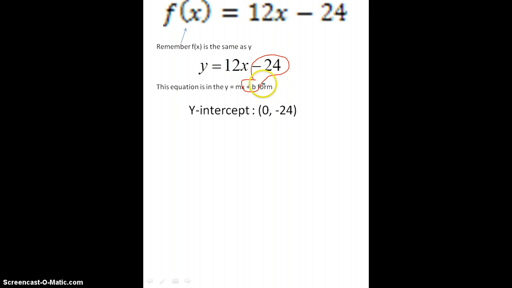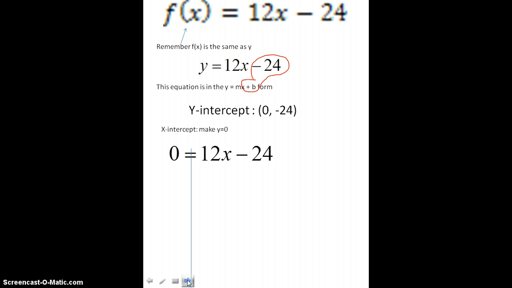So if it's in slope-intercept form, there's no making x 0 to solve for y. Like, you already know what the y-intercept is because b, remember, represents the y-intercept. However, to find the x-intercept, you do have to make y equals 0. So if we make y equals 0, we'll have 0 equals 12x minus 24.